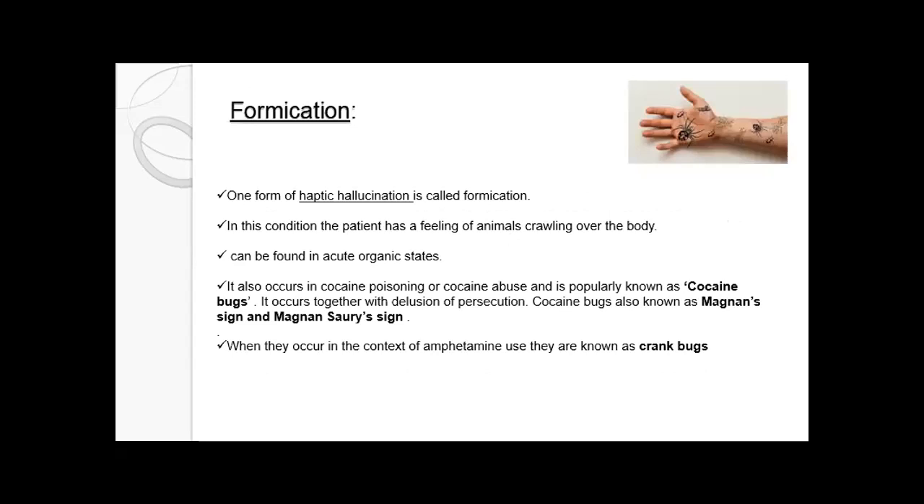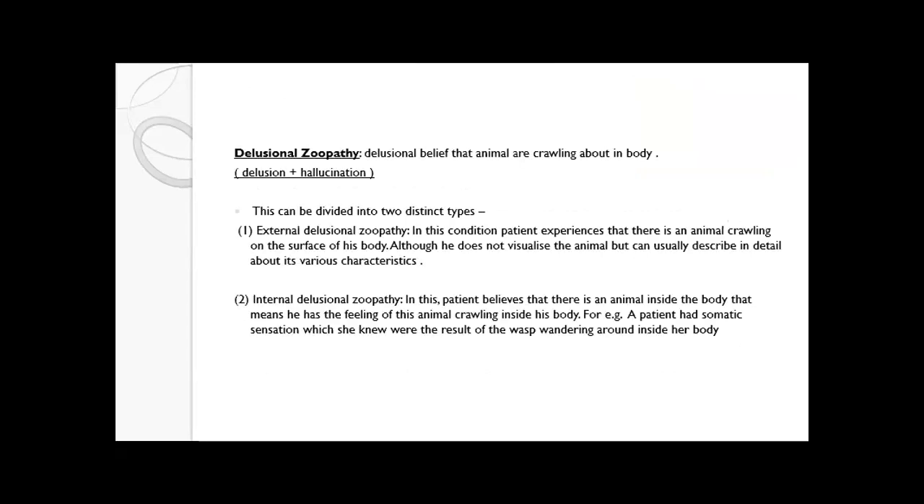Then there is formication. Formication is a form of haptic hallucination. In this condition, the patient has a feeling of animals crawling over the body. It can be found in acute organic states. If it occurs with cocaine abuse, these are called cocaine bugs, or Magnan sign or Magnan's sign. When they occur in the context of amphetamine use, they are called crank bugs.